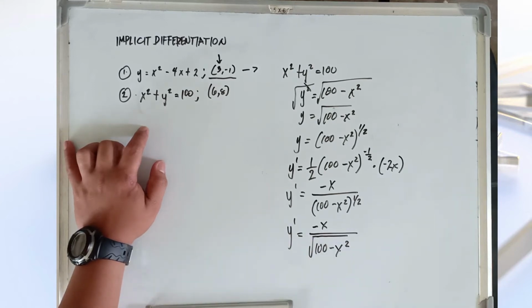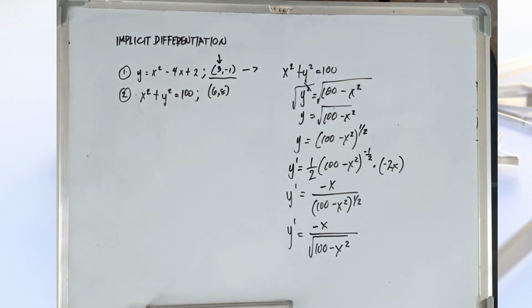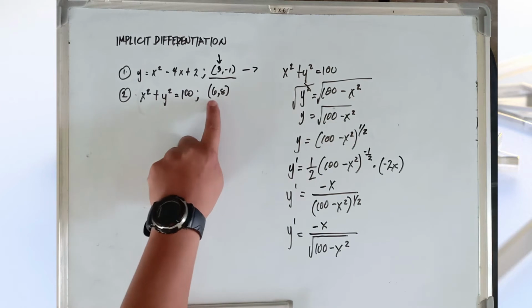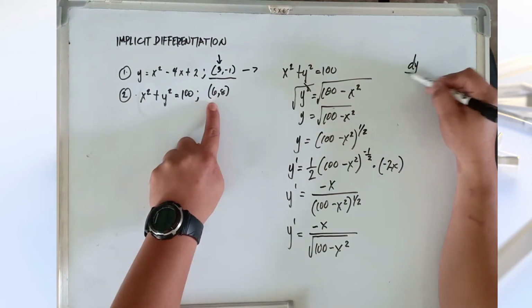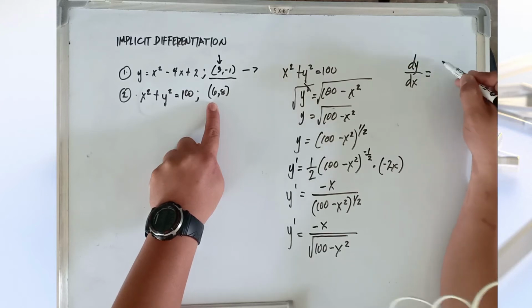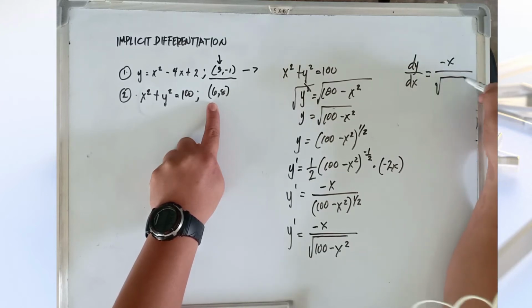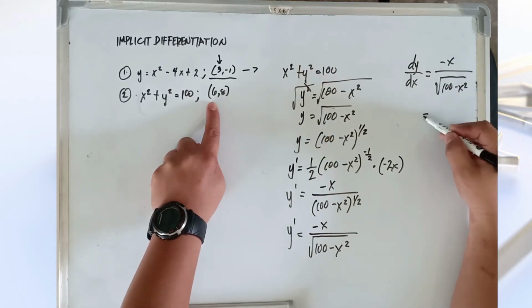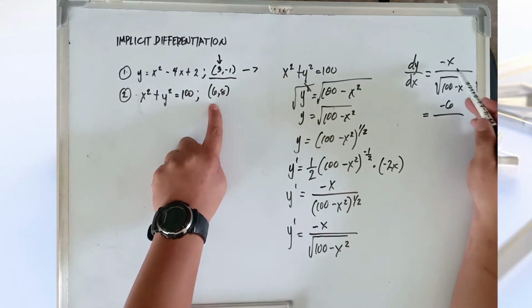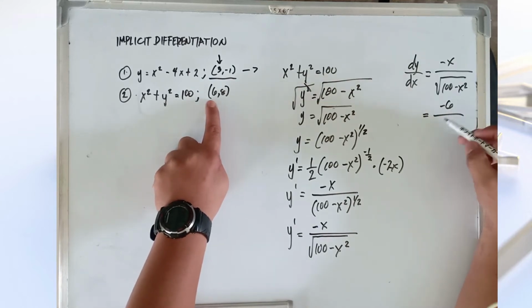Now, for solving this slope, or to find this slope, replace your x by the abscissa of the point of tangency. The point of tangency here is 6. So let's do that. Our dy over dx, or our slope, is negative x all over the square root of 100 minus x squared. So we have negative 6. I am replacing my x with this abscissa 6.